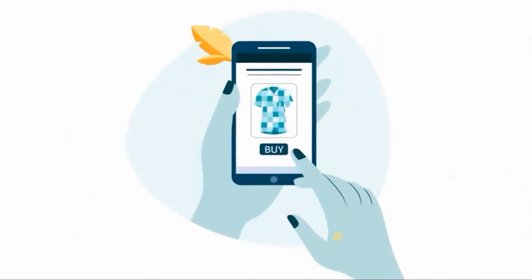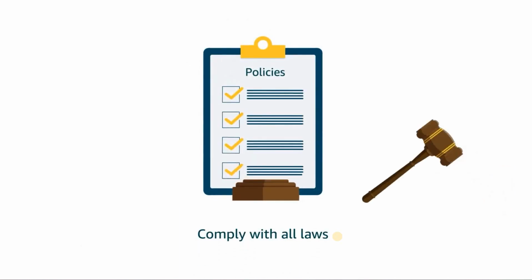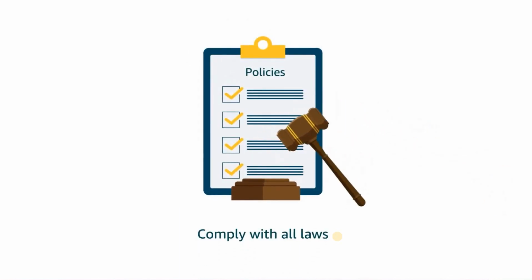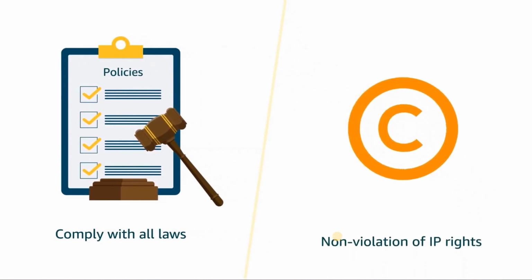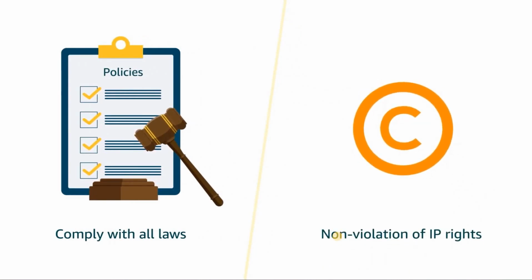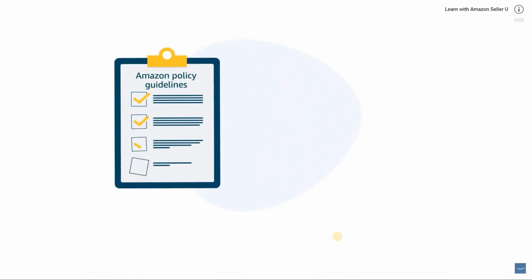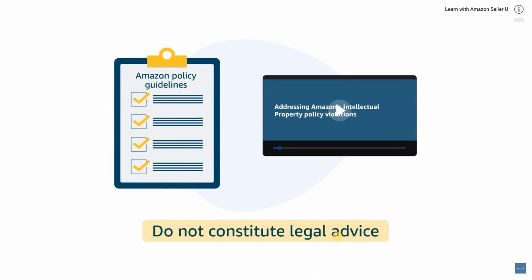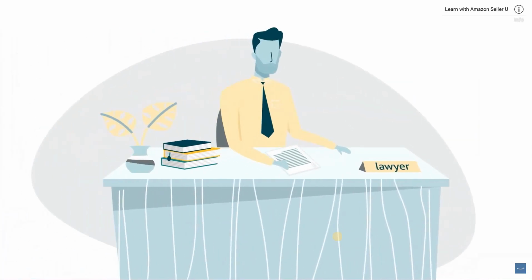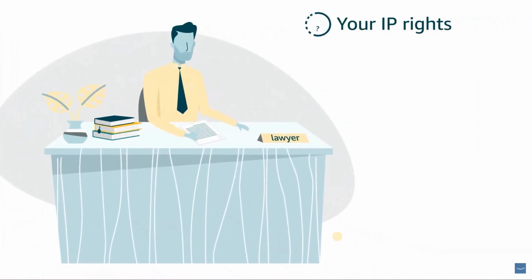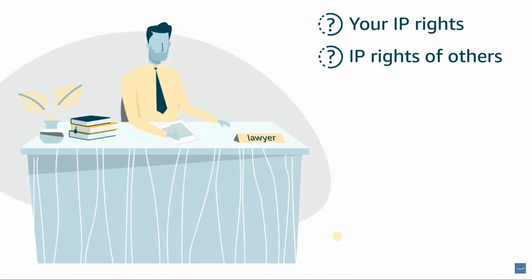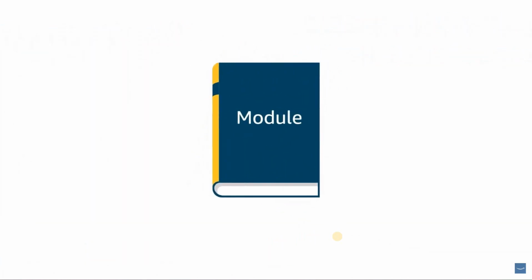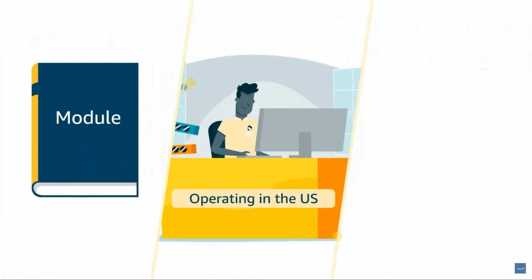Note that when you sell on Amazon, you must 1. Comply with all federal, state, and local laws and Amazon policies applicable to your offerings. 2. Not violate IP rights of brands and other rights owners. It is also important to note that Amazon's policy guidelines and the content in this video do not constitute legal advice. You should consult a lawyer if you have a specific question about your IP rights or the IP rights of others.